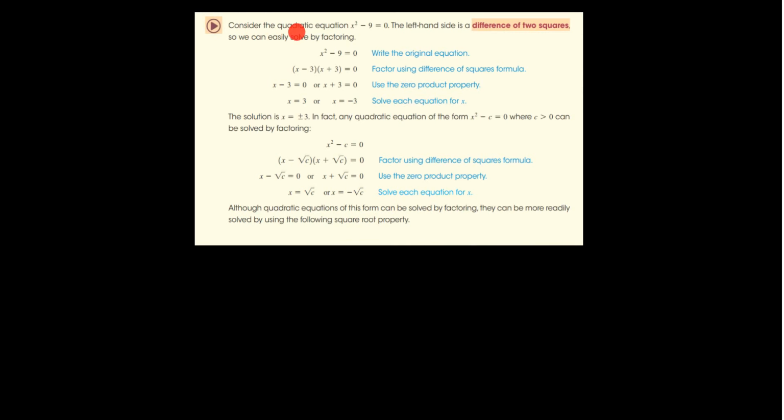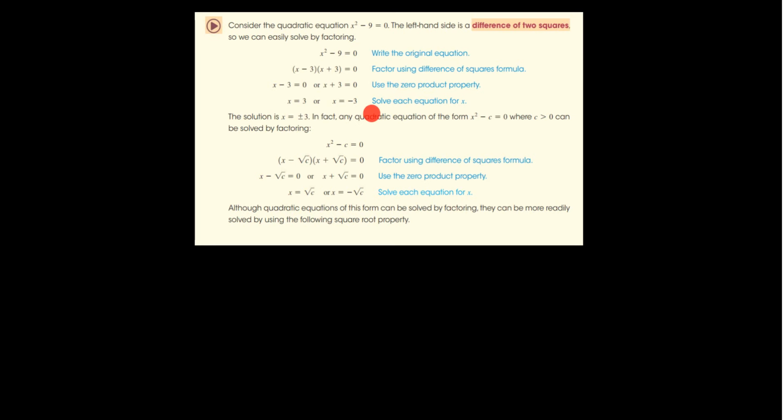Consider the quadratic equation x squared minus 9 is equal to 0. The left-hand side is a difference of two squares, so we can easily solve by factoring. We know x squared minus 9 factors into x plus 3 times x minus 3. Then using our zero product principle, realistically we can just look at it and see that x equals 3 and x equals negative 3. So the solution is x equals plus or minus 3.